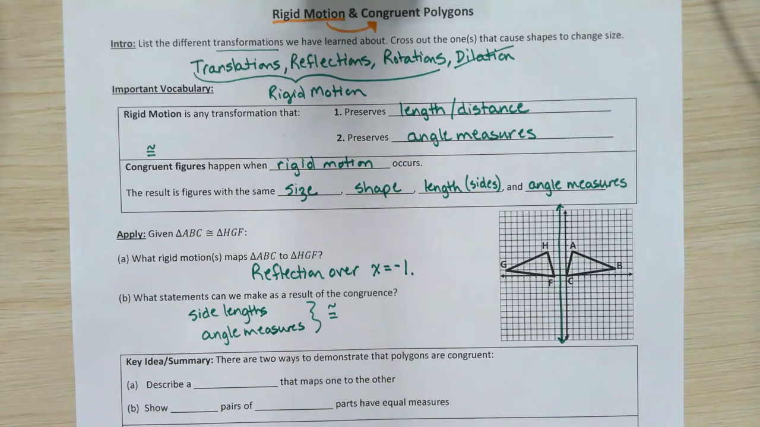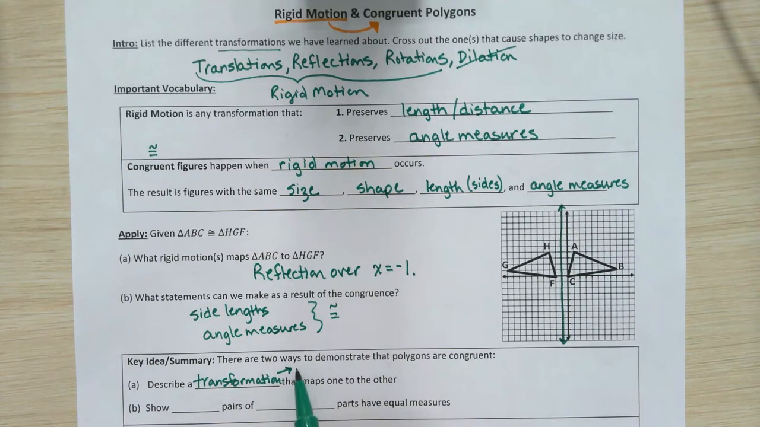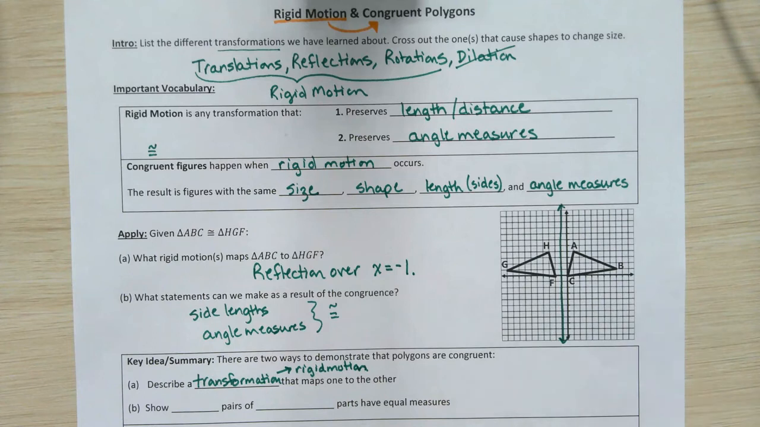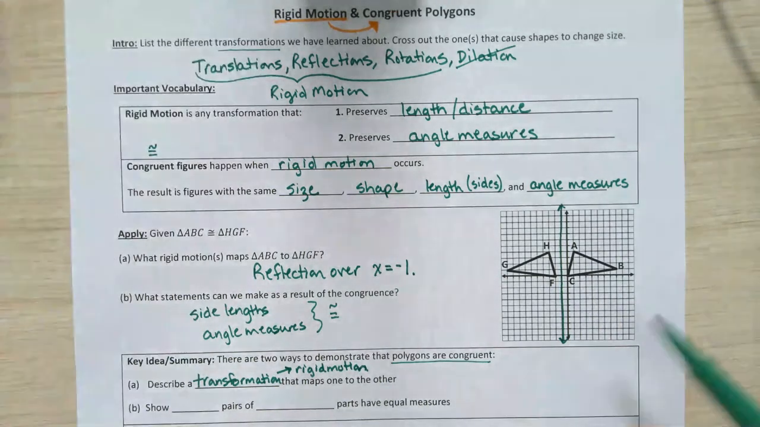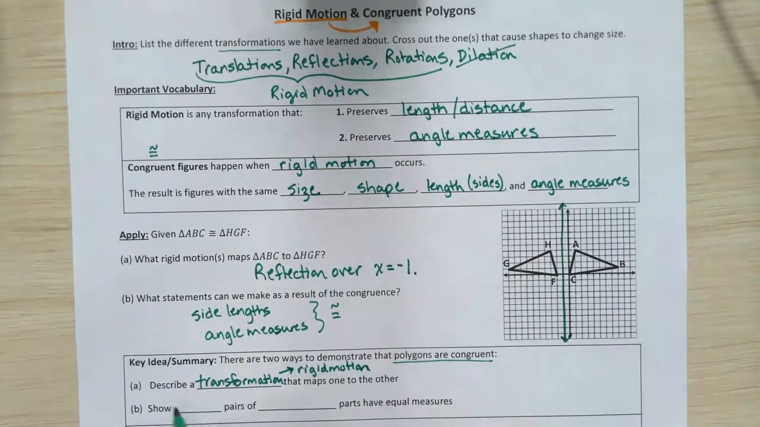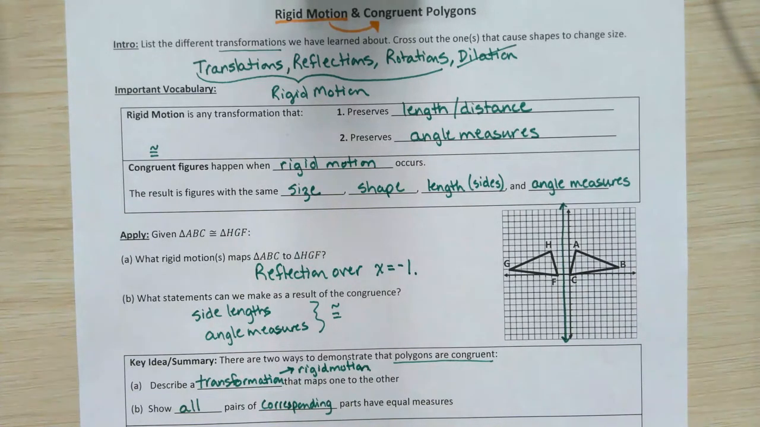So our key idea, if we're talking about rigid motion and trying to get to the idea of congruent polygons, is that one of the options is for us to describe that transformation, but specifically that transformation needs to be a rigid motion. If we're able to describe a rigid motion that takes one shape onto the other, then that means that our polygons are congruent. But an alternative, especially if we don't have graphs available to us, is to show that all of our pairs of corresponding parts have equal measures.